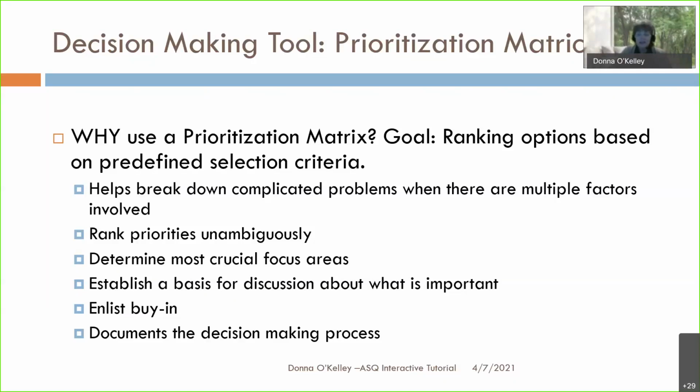It enlists buy-in because everybody gets to talk about the criteria they're most interested in and what the options are, and it documents the decision-making process, which is always helpful when you have sponsors or champions or management that's waiting for you to give recommendations. So we can't do everything, right, or we can't choose everything. If we're going to buy one thing or choose one item, this is something that might help.